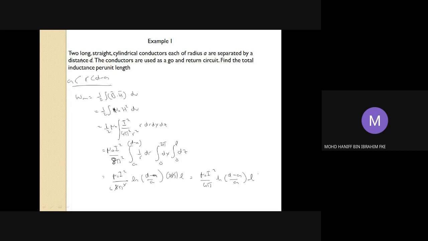And this can then be equated with the equation of half L I squared. So basically mu naught I squared over 4 pi ln of (D minus A) over A times L shall be half of L I squared. So in this case the L should be L external, which is for this region. So that should be L external. And you're going to have mu naught I squared divided by 2 pi.